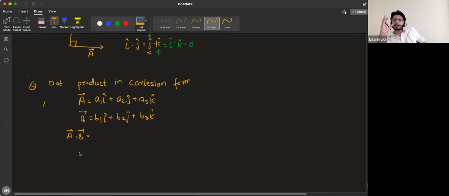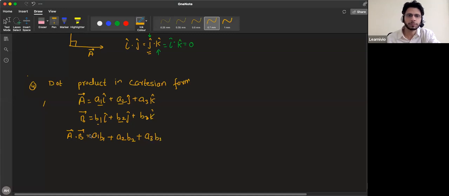Just multiply the coefficient of I cap with I cap, J cap with J cap, and K cap with K cap. The coefficient of I cap is A1 here, B1 here. So it's A1 B1. J cap is A2, J cap is B2, so it's A2 B2. K cap is A3, K cap is B3, so that's A3 B3.